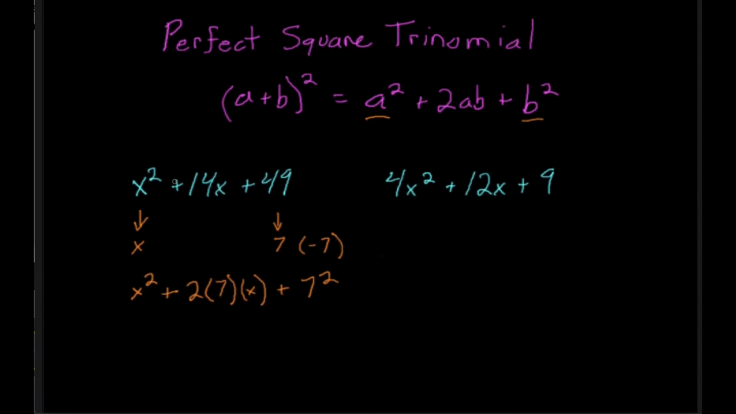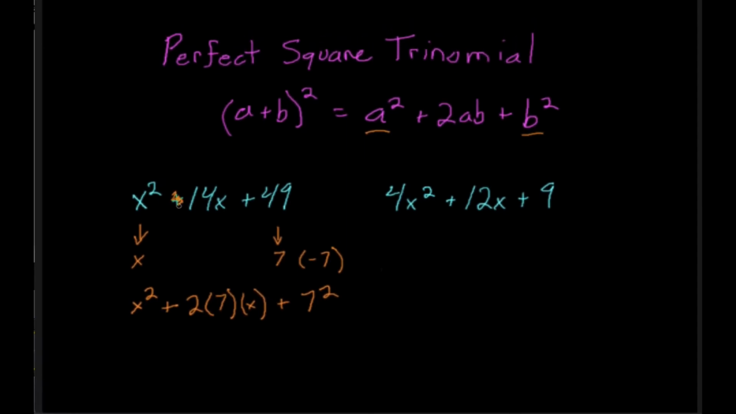In the case that 14 wasn't positive, but 14 were negative, that's when we'd have to consider this negative 7 to be one of our possibilities. Because if we put a negative 7 here, then that would end up being x squared plus 2 times negative 7, which is negative 14 times x. And then, of course, negative 7 squared, got to put that in parentheses, is going to be positive 49. So that's an example of why you might need to consider both possibilities here.